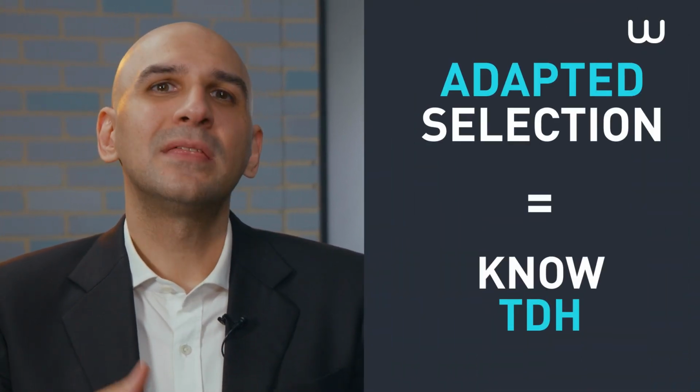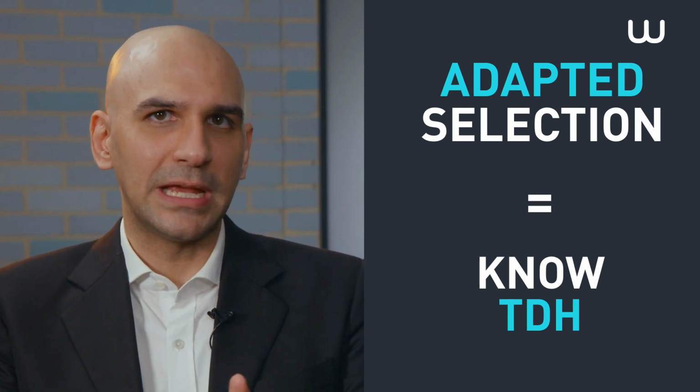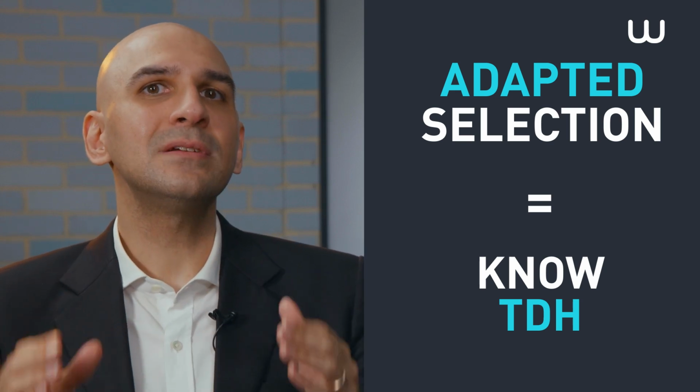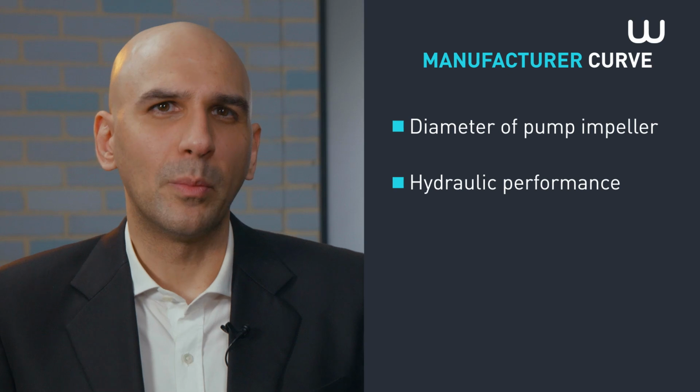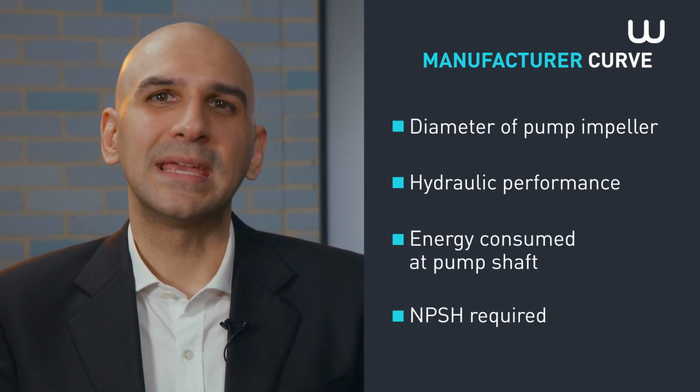So let's go over the main points again. To select a pump adapted to the pumping site, thanks to supplier curve graphs, it is necessary to know the desired TDH and operating flow. It is then necessary to refer to the various general and specific curves given by the supplier to determine the best suited pump model, and namely, pump impeller diameter, whether single or multicellular, hydraulic performance, power consumption at the pump shaft, the NPSH required.